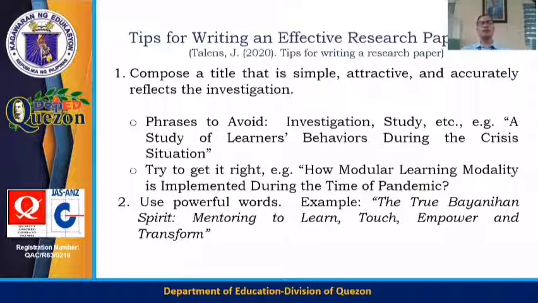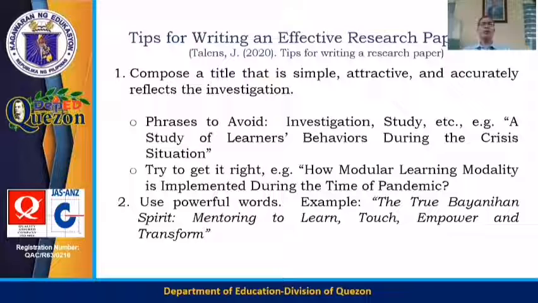So the title accurately reflects the investigation when variables of the study are incorporated in the research title. Phrases to avoid: investigation, study, and other related expressions. Like, for example, a study of learners' behavior during the crisis situation. So it may simply be learners' behavior during the crisis situation.